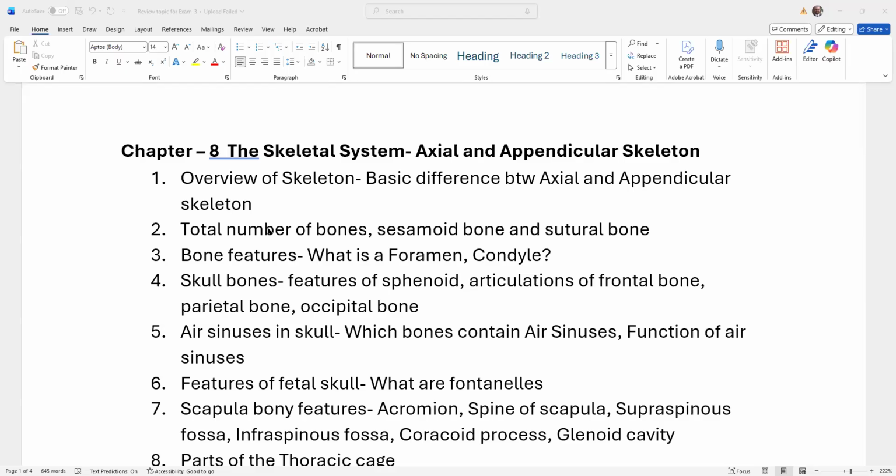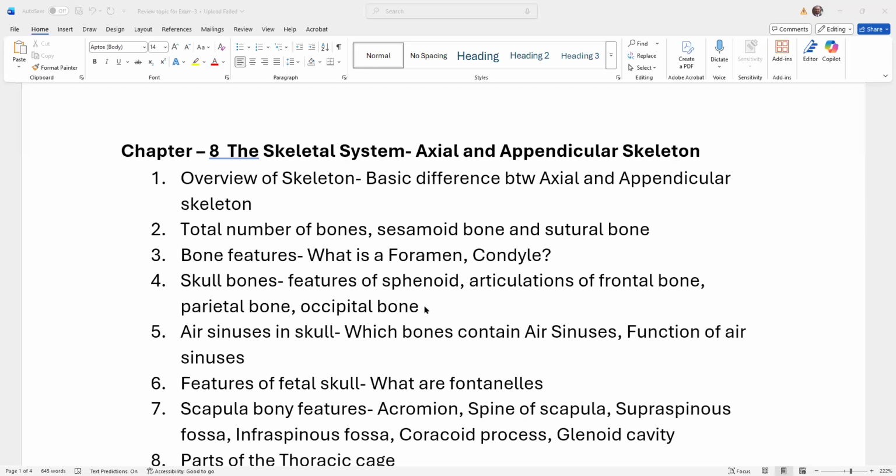Total number of bones. What is a sesamoid bone? What is a sutural bone? What are the different bone features you studied? What is a foramen? What is condyle? What is epicondyle?